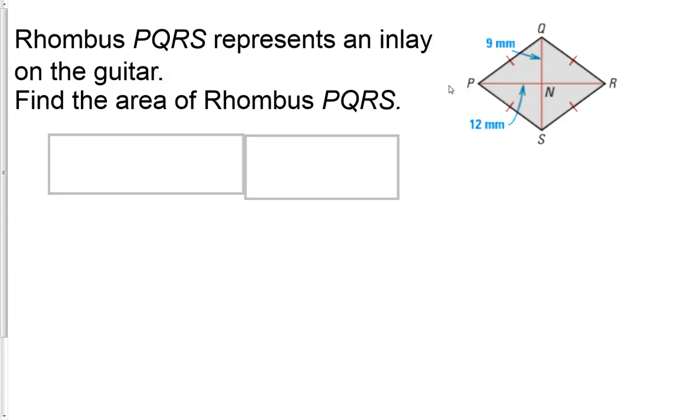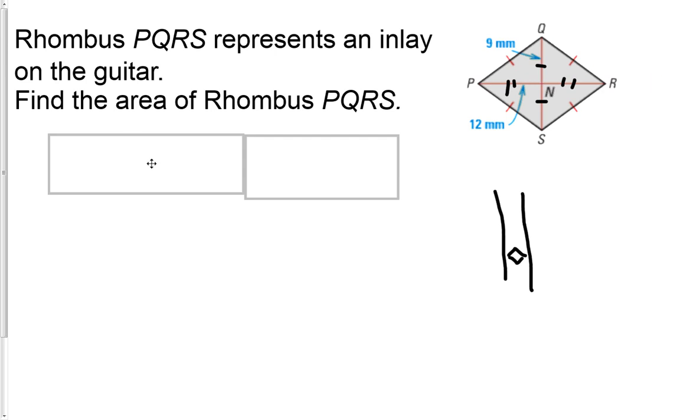Next problem. This rhombus represents an inlay in the guitar, and an inlay is a fancy word for the little rhombuses you sometimes see on the guitar neck where the strings are covering it. That's what they're talking about here. In this case, they say this little part is 9, this little part is 12, but it's not necessarily the whole diagonal. As a reminder, diagonals bisect each other, so these are equal and these are equal.